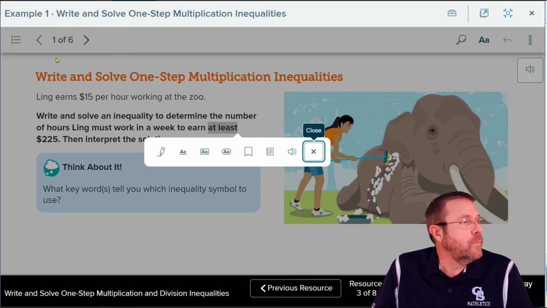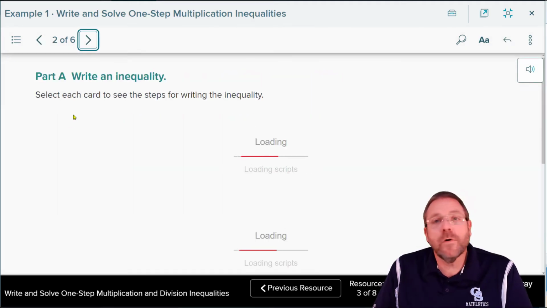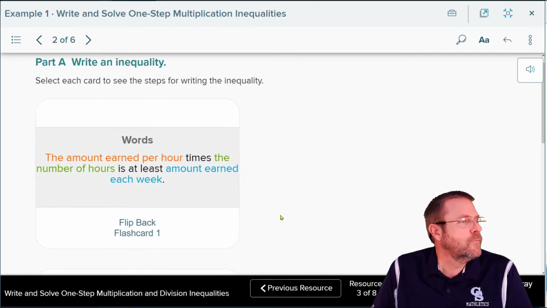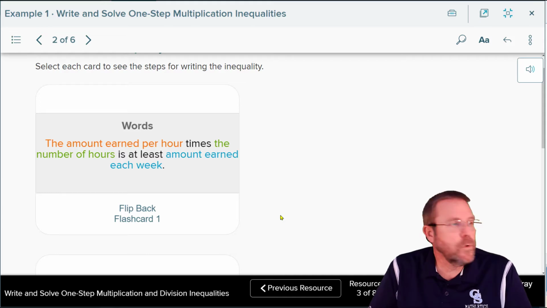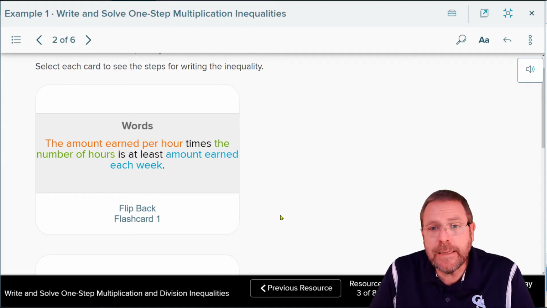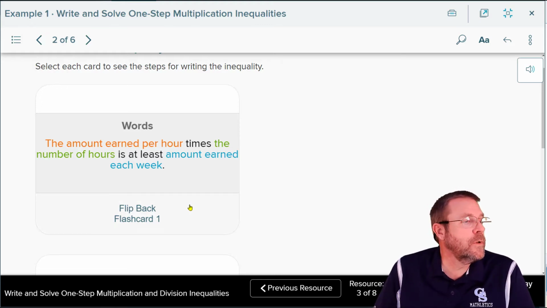So we're going to dig into this a little bit further here, and we're going to select some cards to talk about the steps for writing an inequality, and I suspect these are going to look kind of familiar to you. First, we're going to rewrite it in words. The amount earned per hour times the number of hours worked is at least, could be greater than, could be equal to, the amount earned each week.